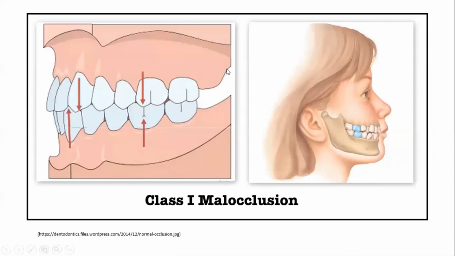You can see it closer here. We've got, looks like class 1. Here's the maxillary mesial buccal cusp fitting right into the mandibular groove on that lower mandibular molar. Here are the canines lining up, and the profile looks pretty normal. The only difference is, like I said, the line of the arch may be slightly altered due to some crowding.